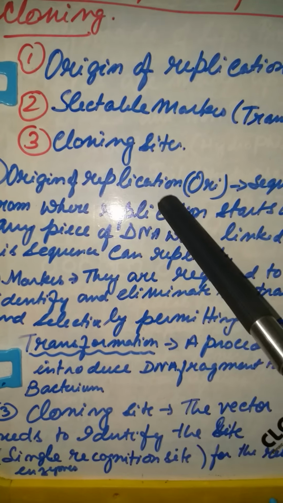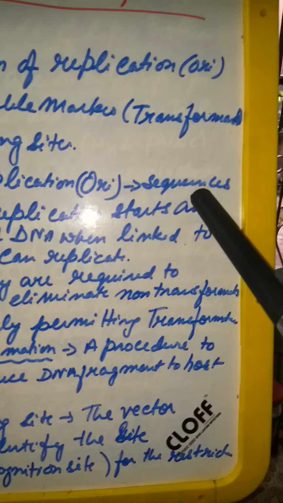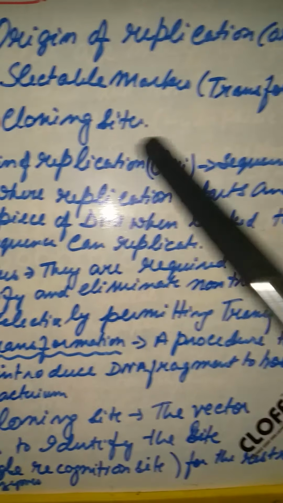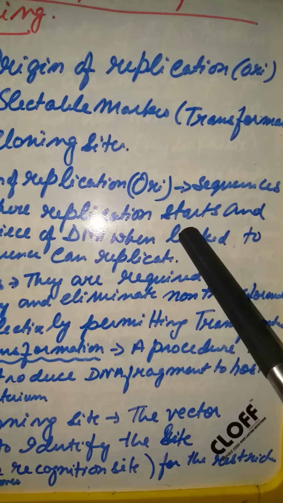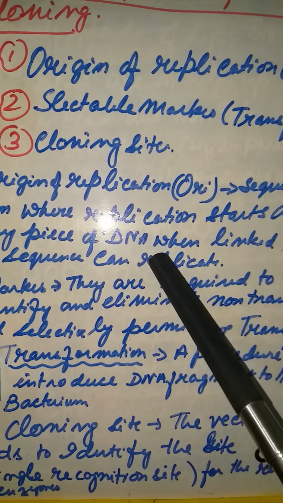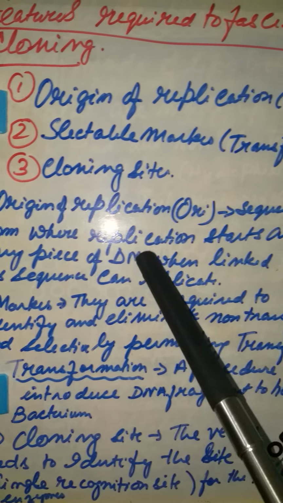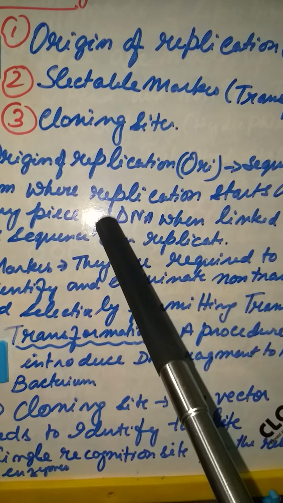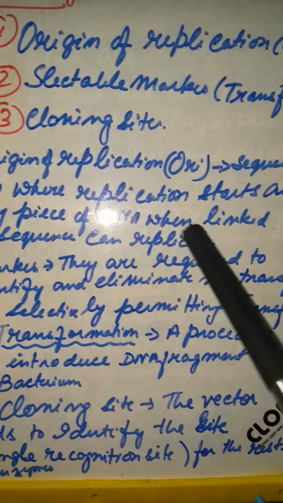Now, the origin of replication. What is origin of replication? Origin of replication, ORI, is basically a sequence. Mind it, it is nothing but a sequence from where the replication starts, and any piece of DNA when linked to this sequence can replicate. Did you get it? That means this recombinant has to get adjusted to this piece of DNA, and so when it is linked, this sequence can replicate.